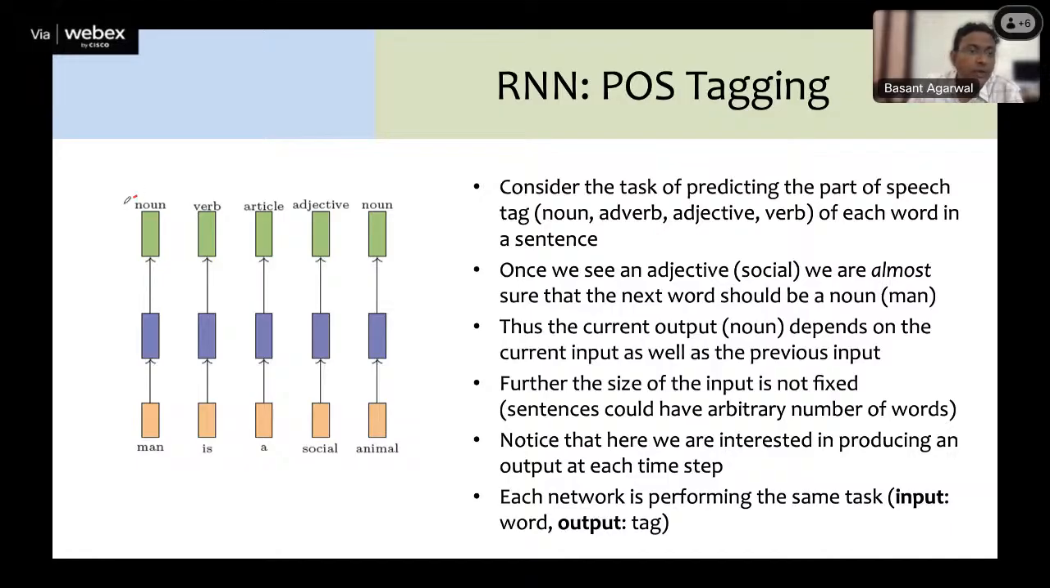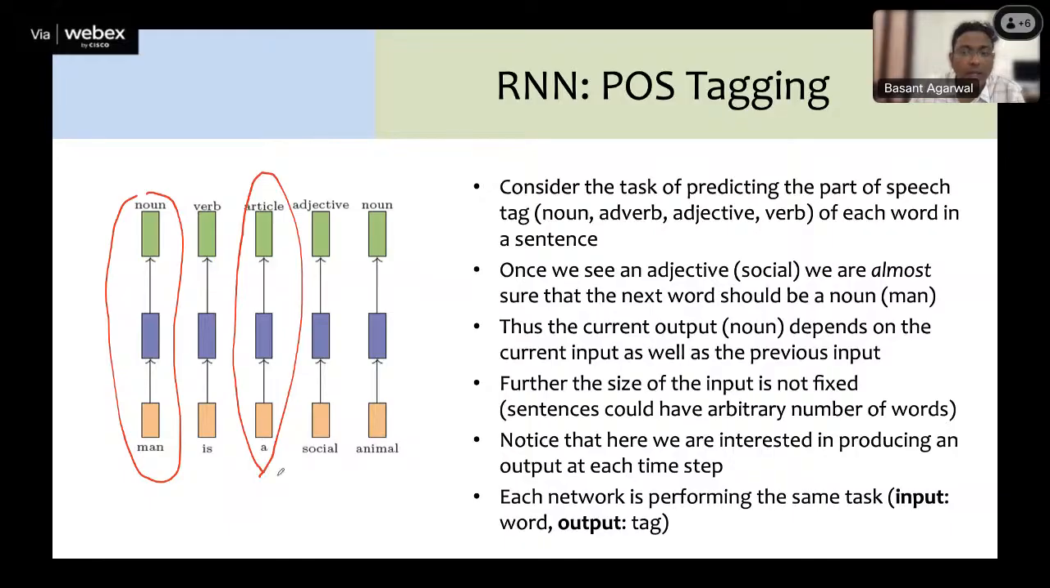So in this network, you can see that given a word, we are predicting the part of speech. The total number of parts of speech is fixed, let's say 13 or 14: noun, verb, article, and so on. The input is a word. At each timestamp, we are doing the same thing. And second, all the words are in a sequence, and it can be of a different length. Whenever we stop giving input to the network, it will just stop.